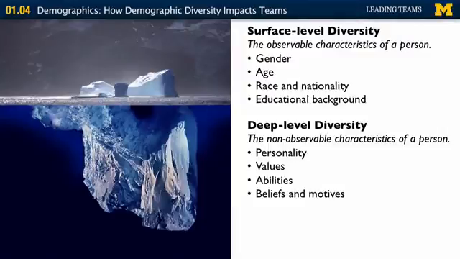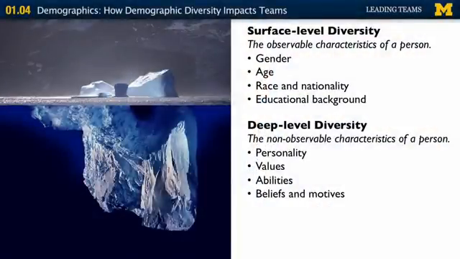But then there are all these attributes, all these characteristics of the person that are, again, what we call deep level diversity underneath the water that you cannot see, the non-observables. So these are the personality. Of course, you can observe behavior, but you can't directly observe the personality or the values of the person or the abilities, or even more so, the beliefs or the motivations or the motives of the person. And it's important for you as a leader of a team to really differentiate and think very carefully about how you manage surface level diversity versus how you manage deep level diversity.